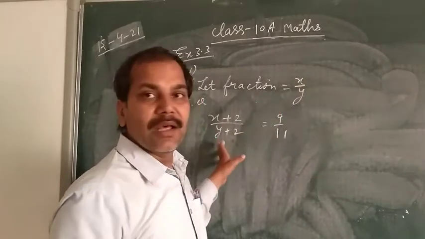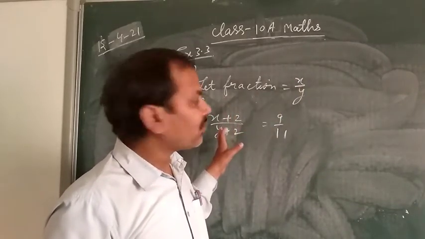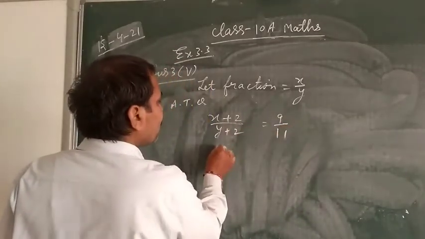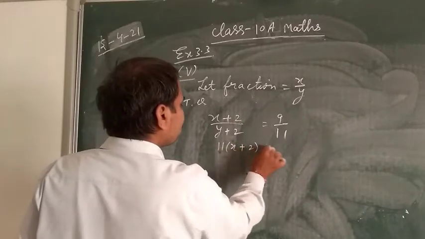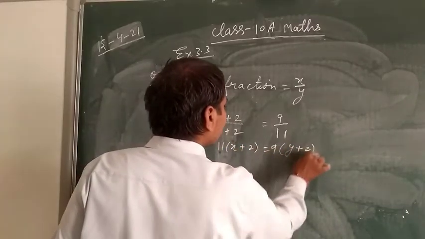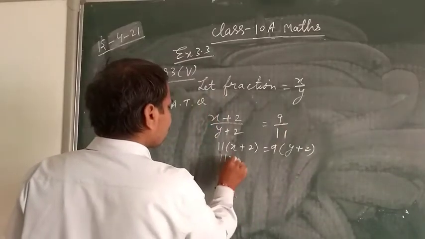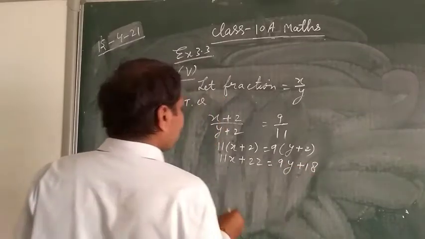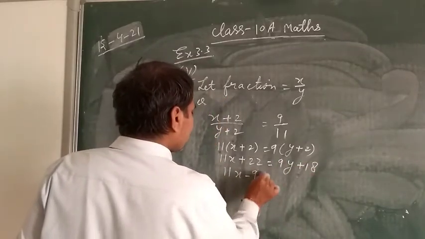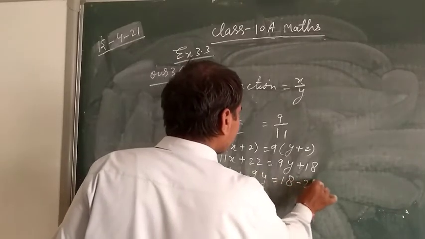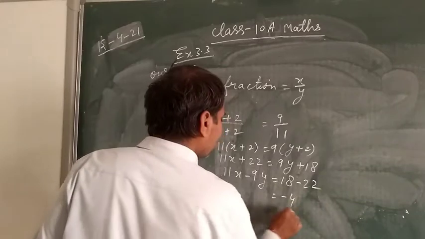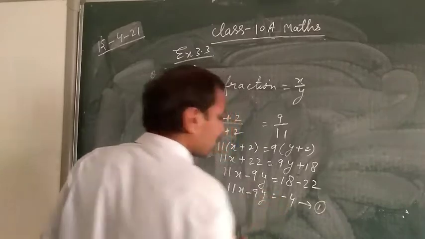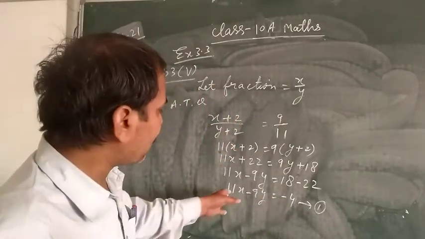Fraction is x upon y. So 2 is added in both. So after that the fraction becomes 9 upon 11. Okay. Then cross multiply. So 11 times (x plus 2) equal to 9 times (y plus 2). So multiply by 11, so 11x plus 22 equal to 9y plus 18. So 11x minus 9y equal to 18 minus 22. So this is minus 4. This equation. Clear? So like this you make the equation.